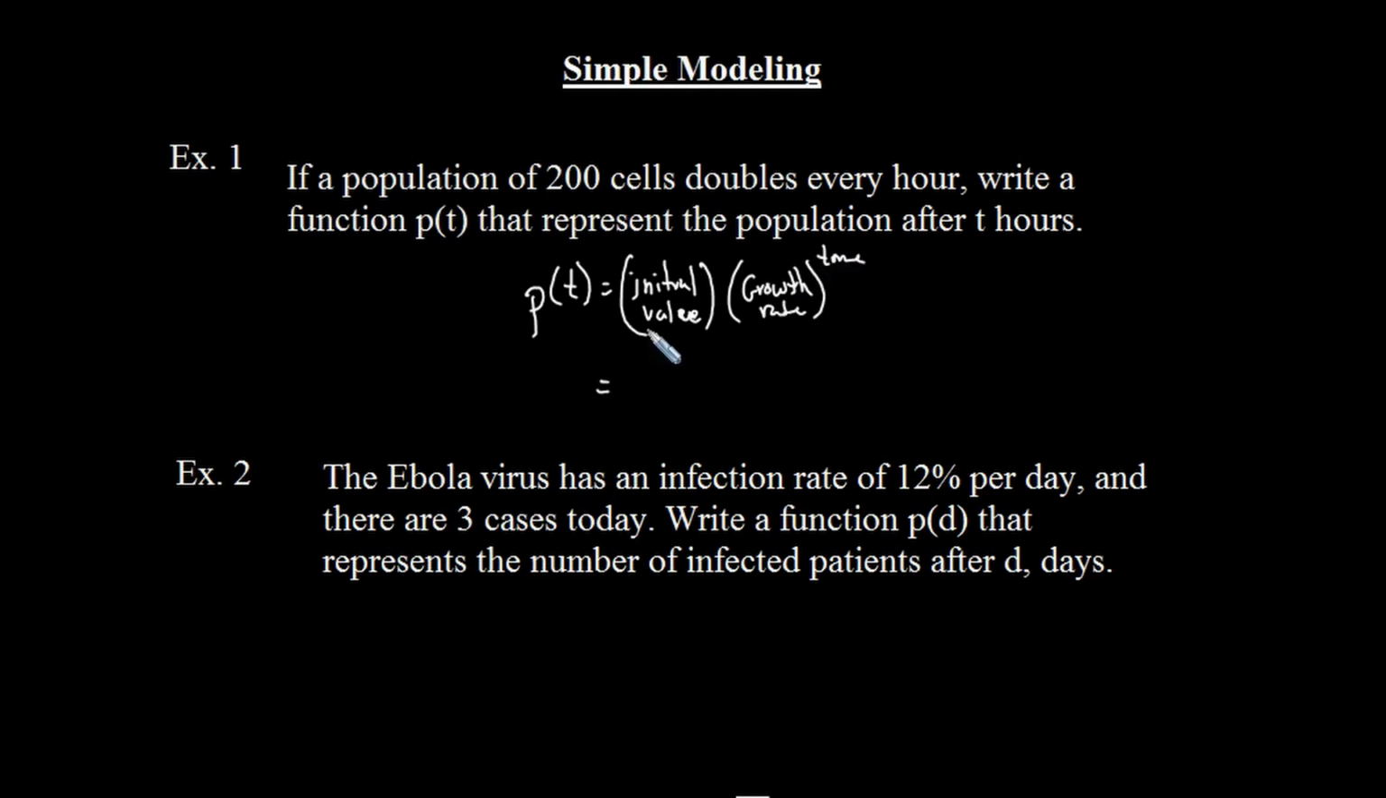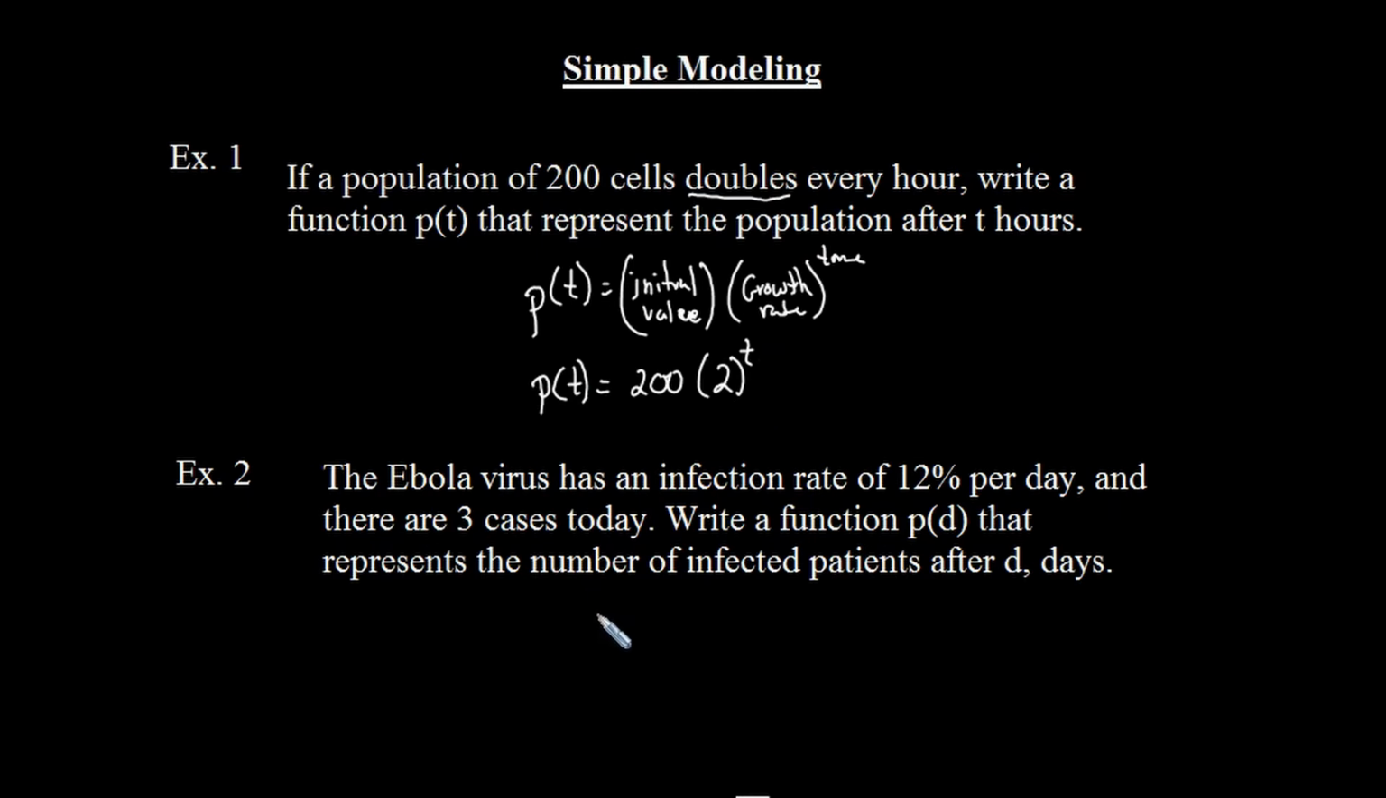All right. So these are very simple models. The period is 1 hour, so we have division by 1 as our exponent. But our initial value is 200 cells, and then our growth rate is kind of hidden in the fact that it doubles. It's stated there, but it's not a number represented, so it will double. And it's going to double every hour, and here t is hours, so p of t is equal to 200 times 2 to the t.